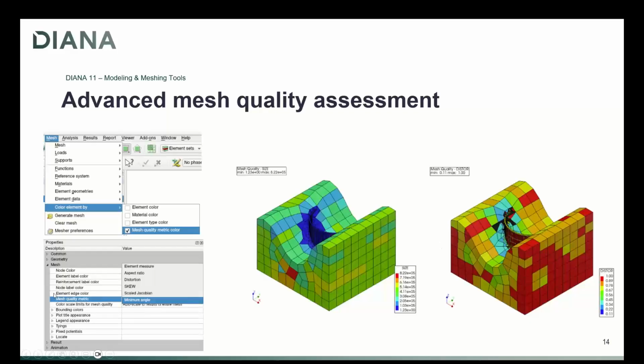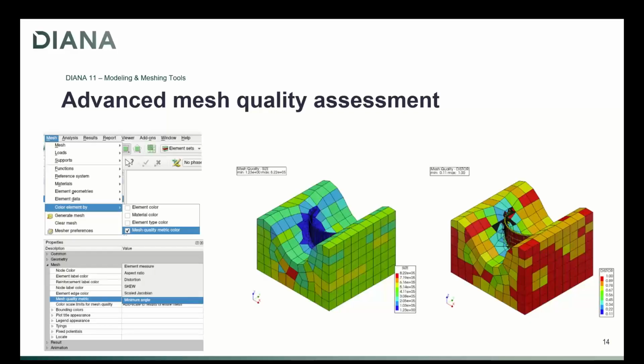You have the element measure, which basically measures the length of the element in 1D, the area in 2D, and volume for 3D. You have the minimum angle, the aspect ratio that measures the ratio between the longest and shortest edge length of your elements. You have the distortion ratio, you have the skew, and the scale Jacobian.